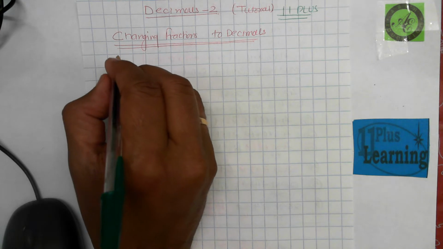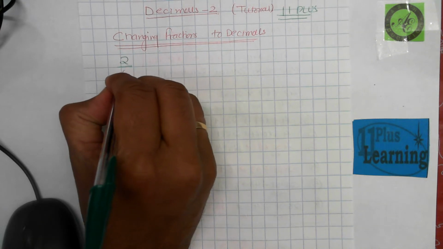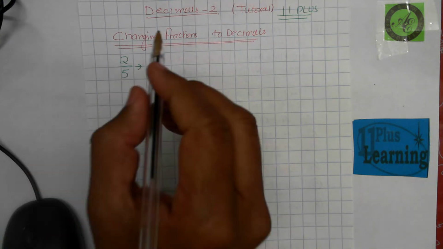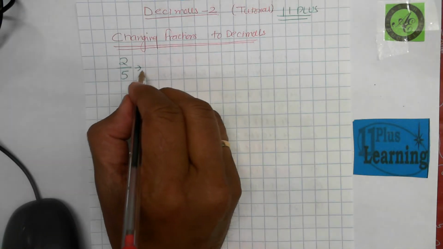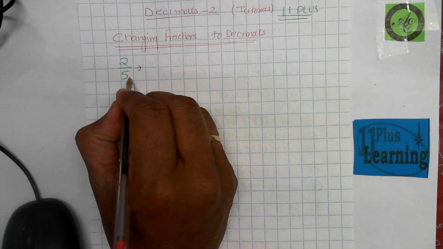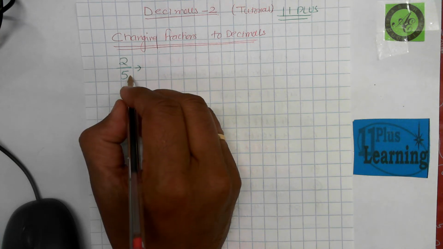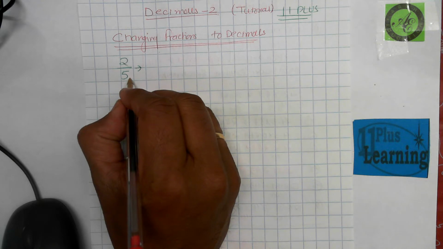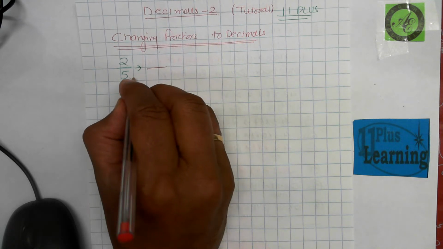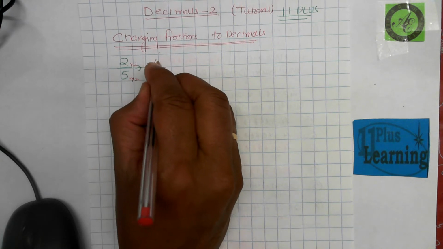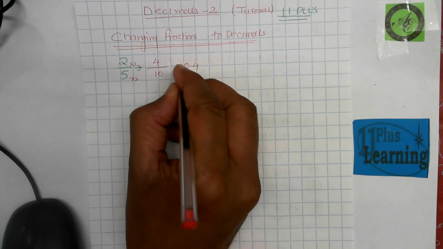Okay, people. 2/5. How do you change this into a decimal? The idea is we want to make the denominator a power of 10: 10, 100 or 1000. So this is easy. I multiply this by 2, and this by 2, which makes it 4 over 10. So this is 4 tenths, which is 0.4.